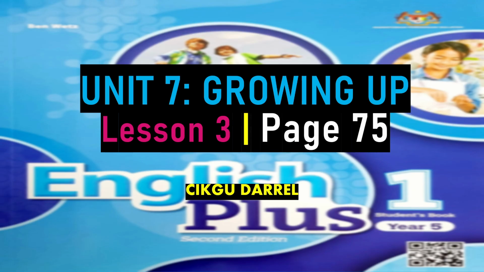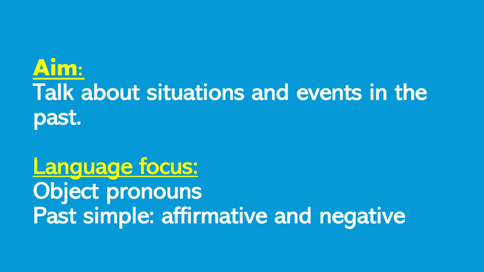For your information, this is the third lesson, which is on page 75 of your student's book. At the end of this lesson, you should be able to talk about situations and events in the past. The language focus for our lesson today would be object pronouns and past simple in affirmative as well as negative forms.